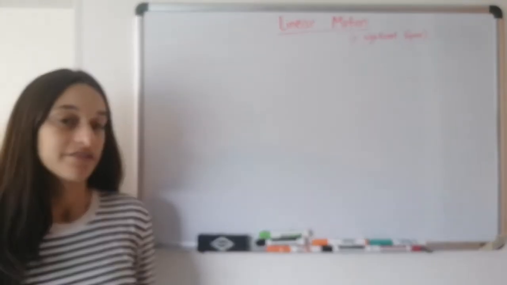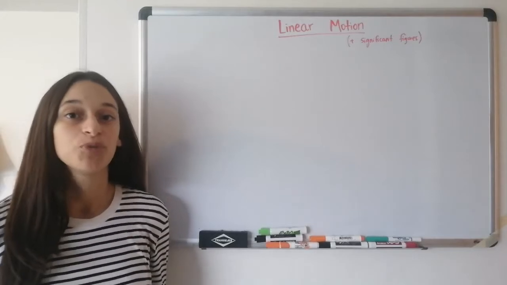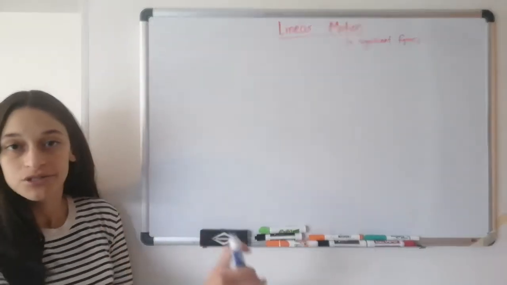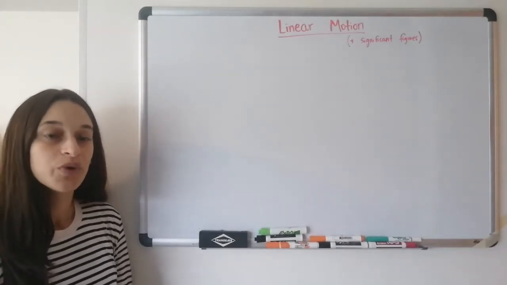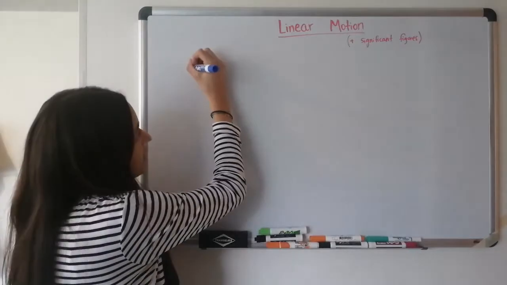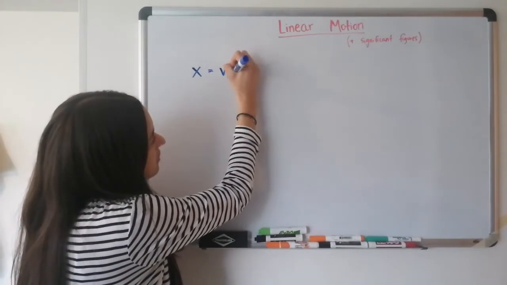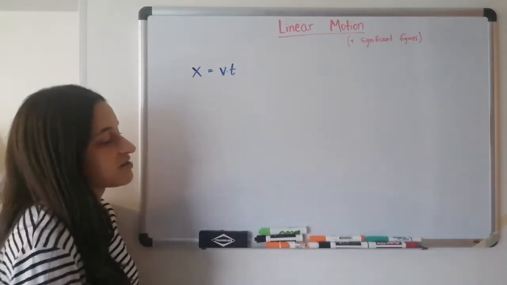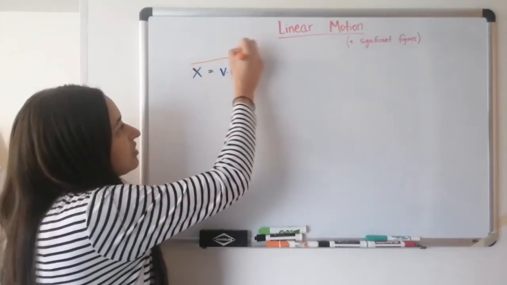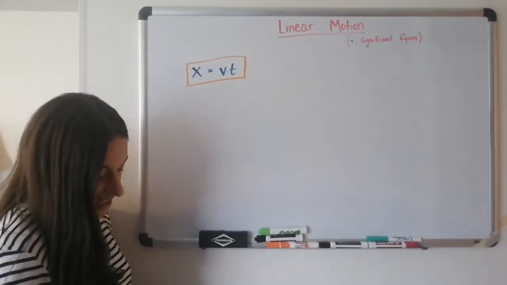So now that we know about significant figures, we can move on to linear motion. When we're talking about linear motion, we're talking about motion in a single direction at a constant speed. We only have one equation, and that equation is the following: x equals v times t. That is our first big physics equation. It's actually a pretty easy equation. So what do each of these things mean?